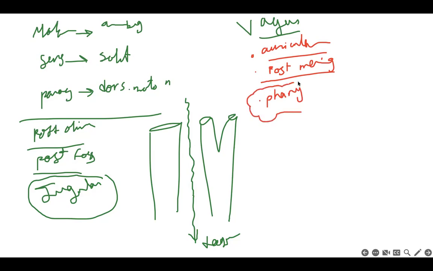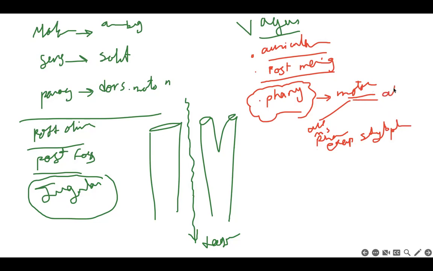So the branch to the pharynx, the pharyngeal plexus, is the motor part of the plexus. It supplies what? All muscles of the pharynx, except stylopharyngeus, supplied by glossopharyngeus.